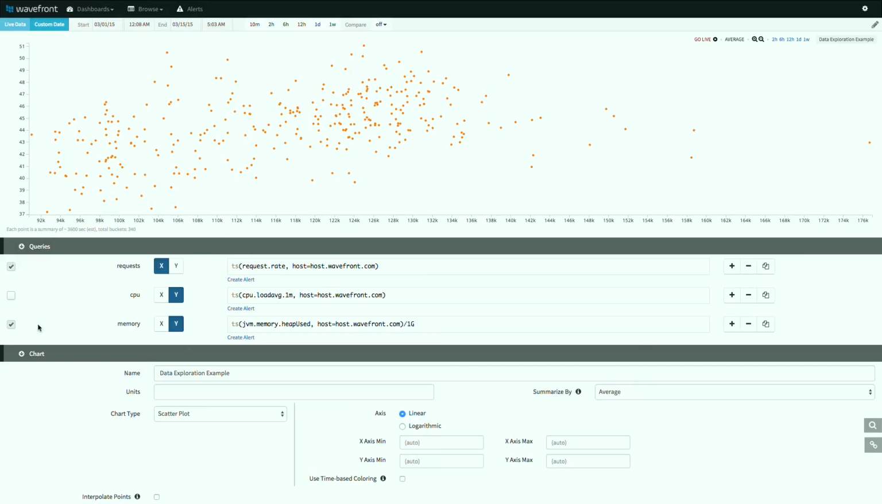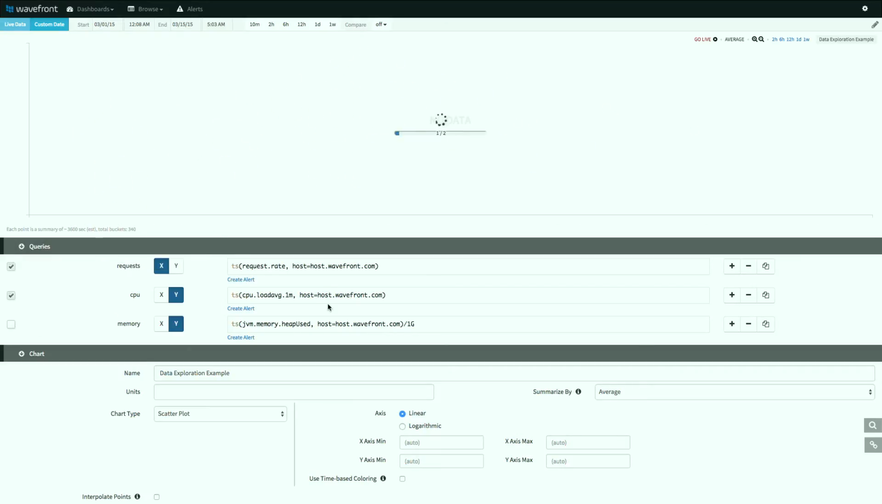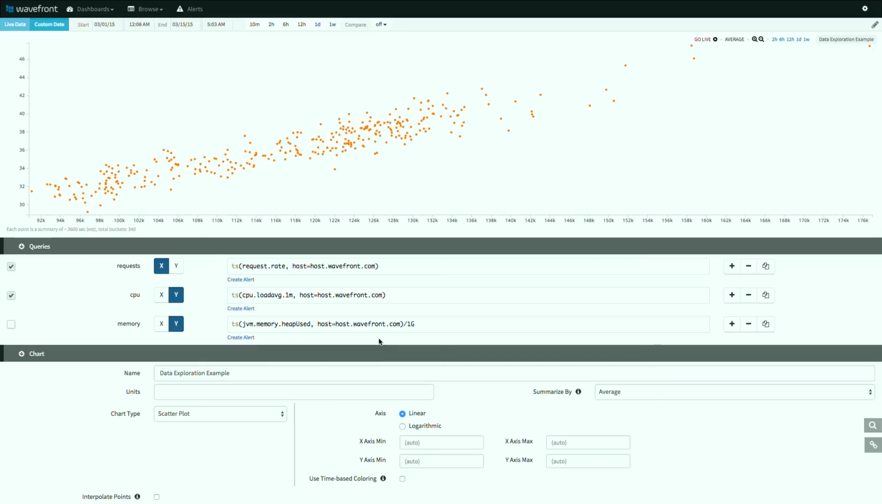However, if I uncheck memory and take a look at CPU instead, we see a much tighter fit. This seems to be a connection, and CPU seems to be the bottleneck of this application. If I wanted to guess what would happen at 150,000 requests per second or 200,000, this line might be a good place to start to estimate that CPU usage. This is a form of capacity planning. I'm looking for a connection and finding it, and then able to predict what's going to happen in the future.